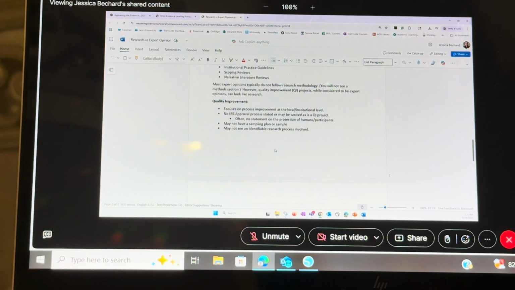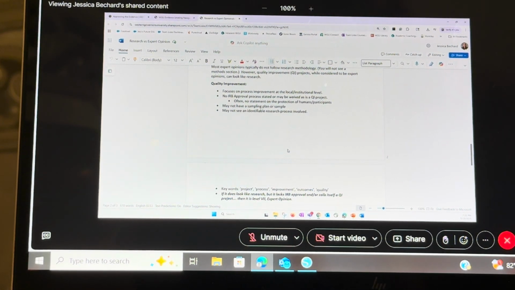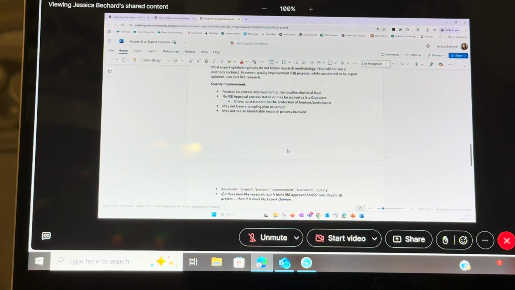And under expert opinion, we do go into a bit about quality improvement, because quality improvement projects, and you all are probably familiar with them, do look a lot like research. That's where you're doing a little project or a study on a specific unit of your hospital to see if something you want to implement works, right? So you may be doing it on one floor of the hospital and comparing it to a different floor that did something different, right? But because it is a local or institutional level QI project, they usually don't go through that IRB process, or that IRB process is waived.